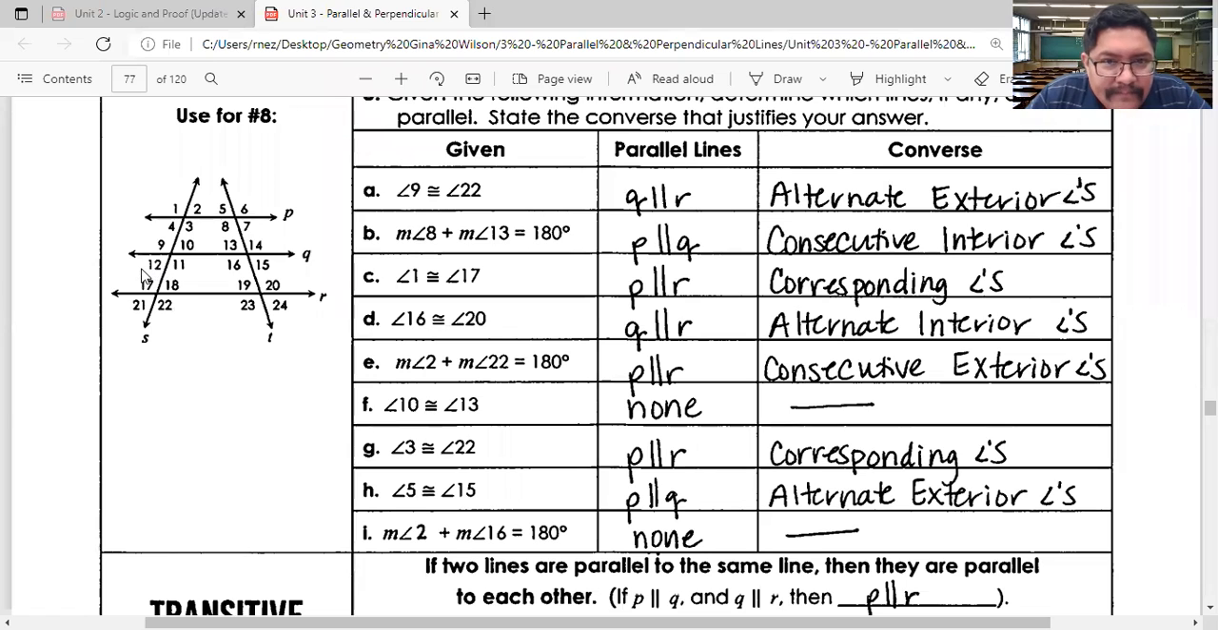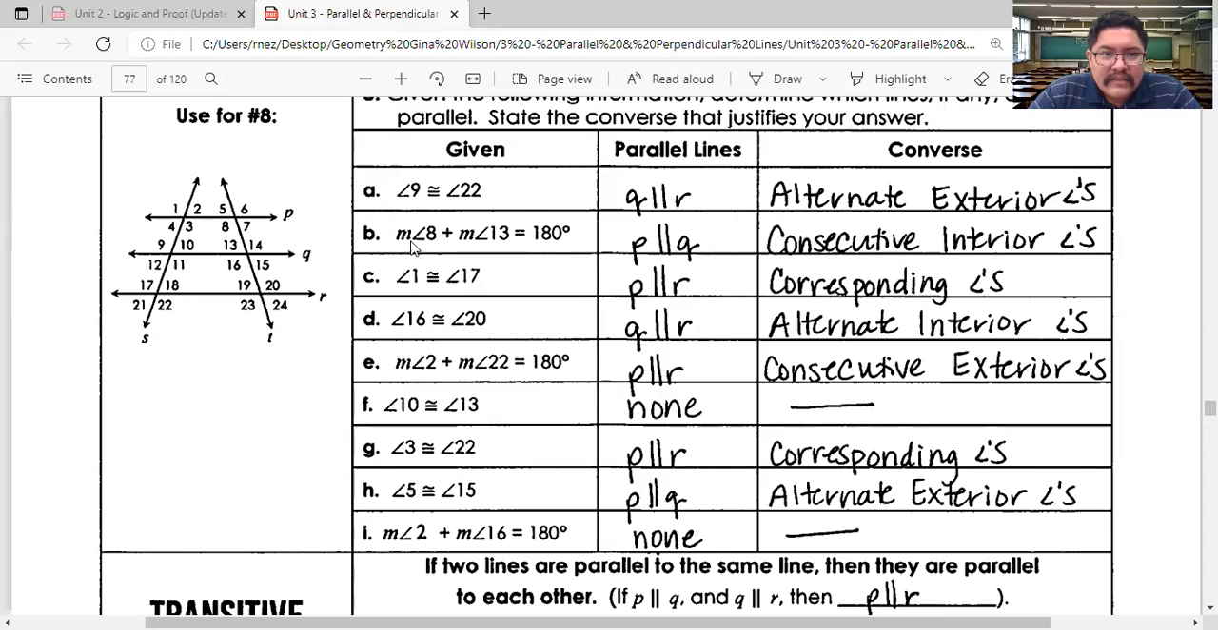Looking at just 9 and 22, S would be the transversal. And since one angle lies on Q, the other on R, that means we're proving Q and R parallel to each other. So if we look at how 9 and 22 relate to their lines, they're on the outside, so that makes them exterior, and alternate, meaning they're on different sides of their transversal, so alternate exterior angles.